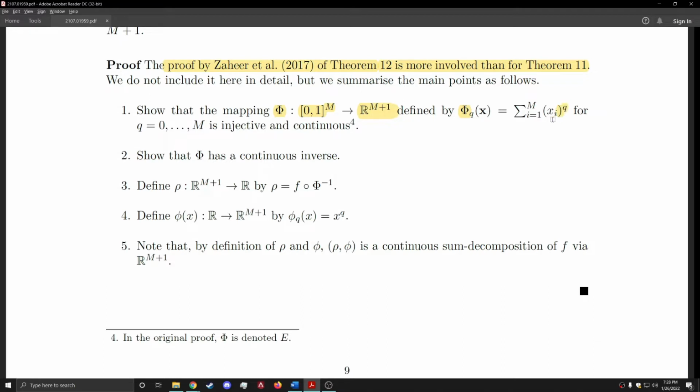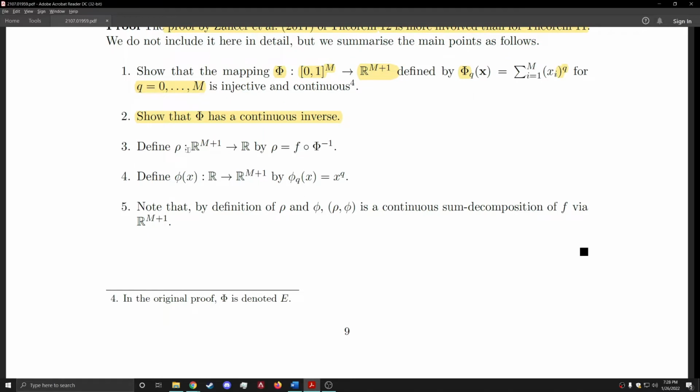Do you see this q right here? We don't have a phi anymore. We have an explicit q, and this q is literally just going to be a member of the natural numbers up to m. So it's just going to be 0, 1, 2, 3, 4, and so on. So what we're doing is explicitly defining what this phi needs to be. So we show that phi has a continuous inverse. We define this rho. Oh no, I was wrong. It's not a natural number, it's a real number. It says it right there.